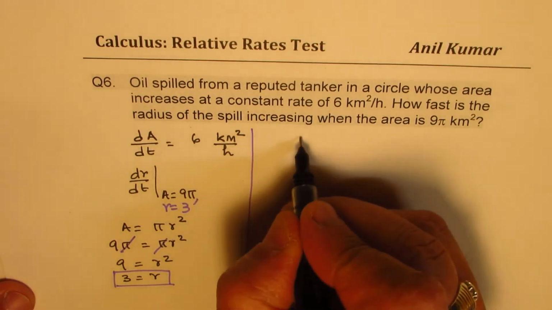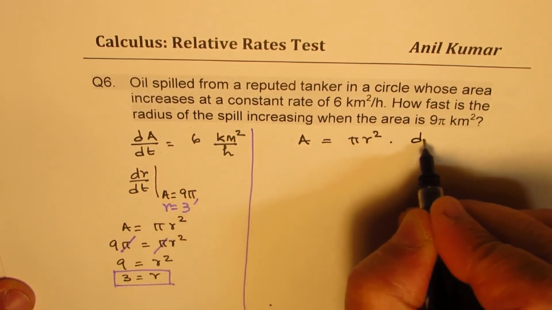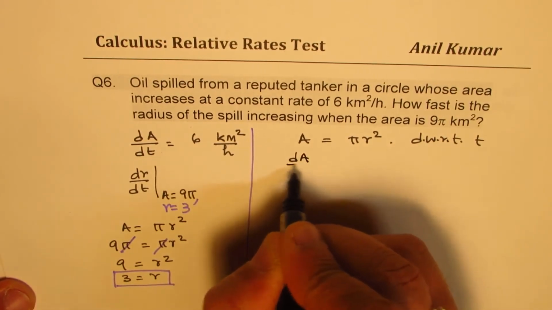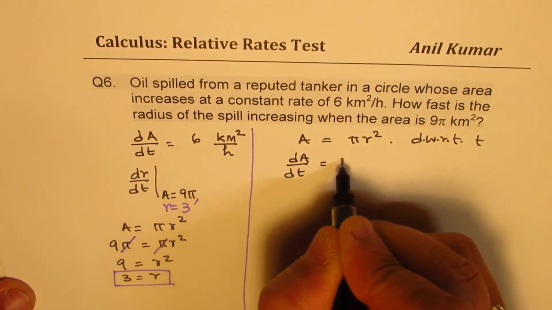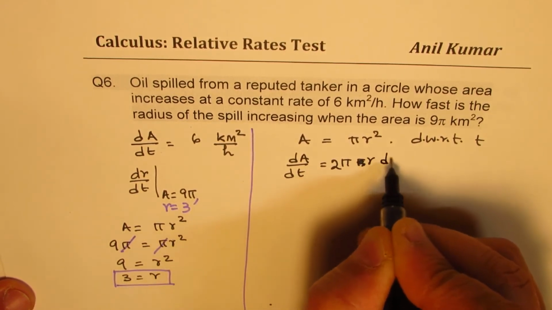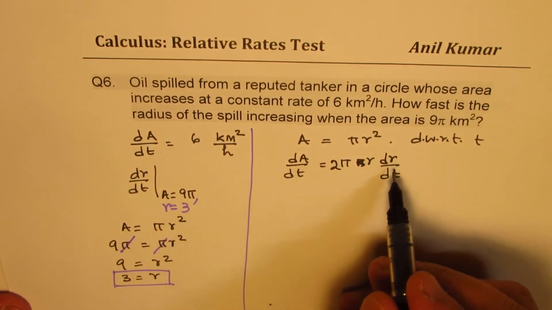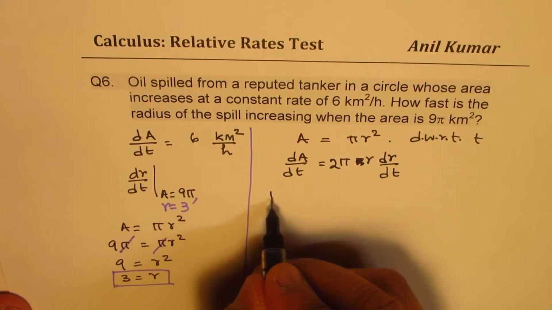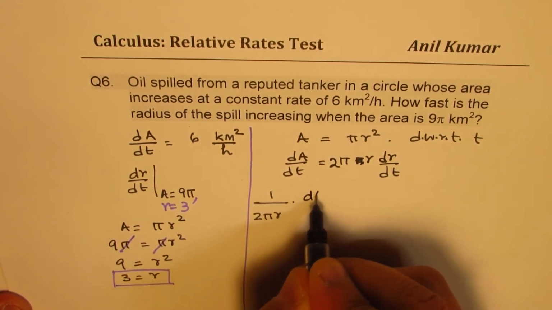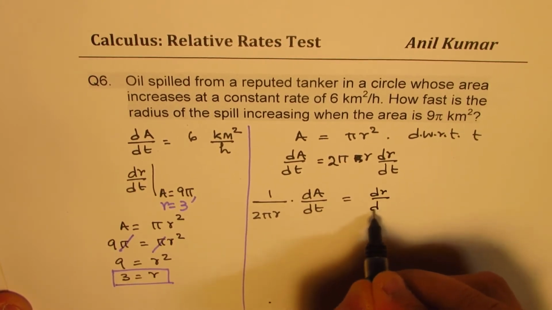We know area is equal to pi r squared. Differentiate with respect to time, so we get dA/dt equals 2 pi r dr/dt. We want to find what dr/dt is, which is 1 over 2 pi r times dA/dt. That is dr/dt, correct?